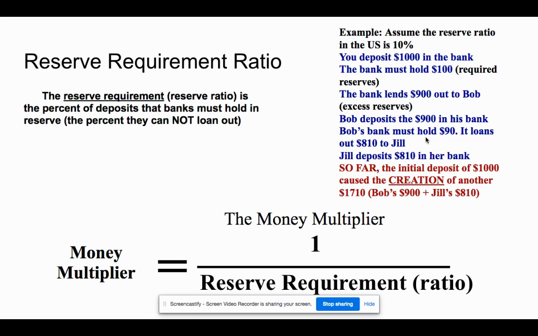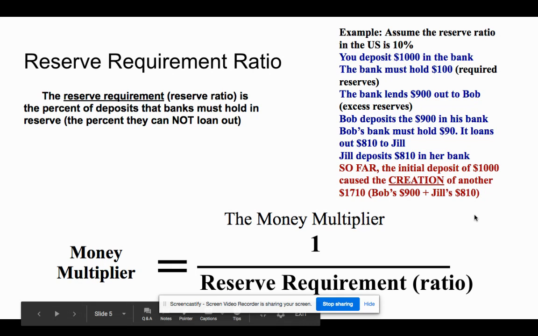So if he puts $900 in his bank account, the bank now has to hold on to $90, and they can loan out $810 to Jill. Jill puts that $810 back in her bank account. So far, that initial deposit of $1,000 caused the creation of another $1,710. Bob's $900 loan plus Jill's $810 loan.